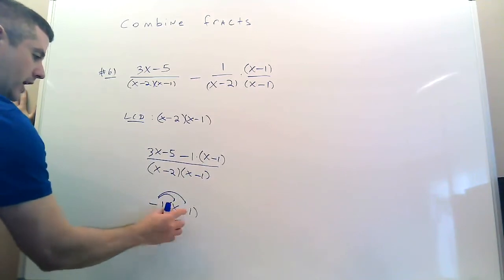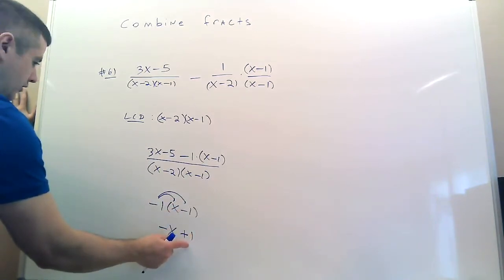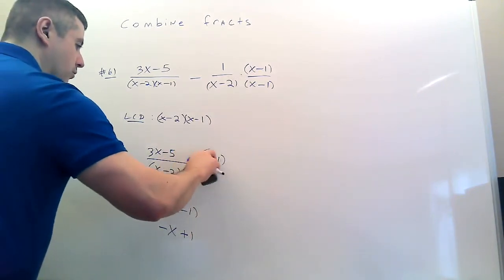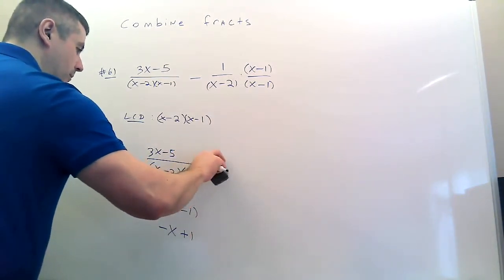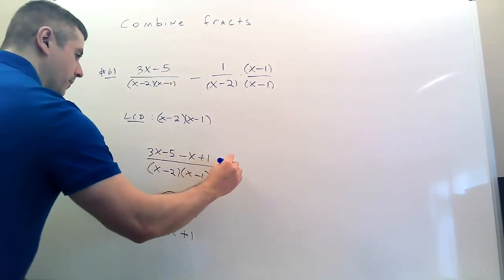Now, negative 1 times a negative 1 is a positive 1. This will screw up the whole question if you miss this. If you don't switch that sign, the whole thing is going to end up wrong. You'll see, because you won't be able to simplify it. So that negative x plus 1 goes up there.